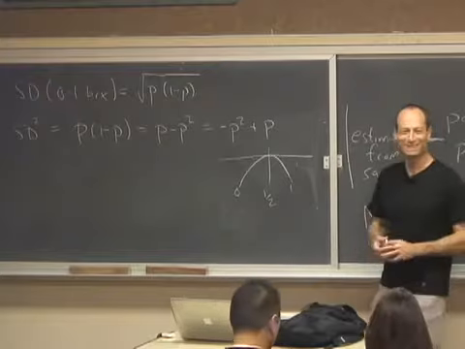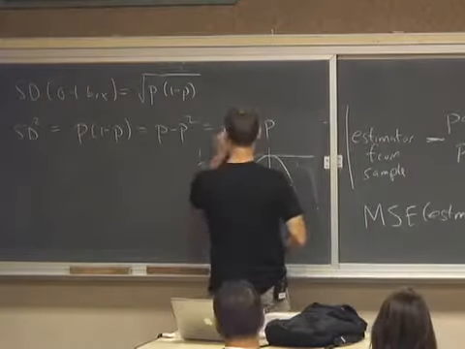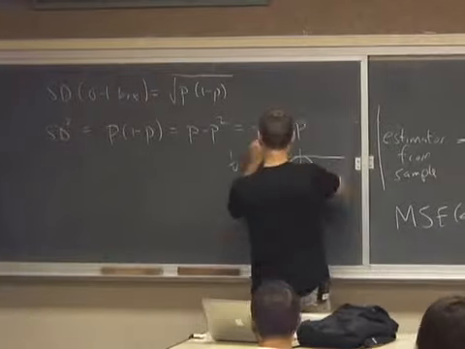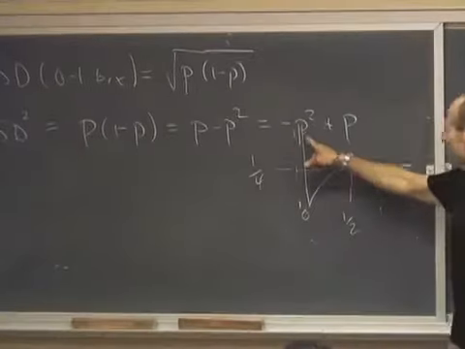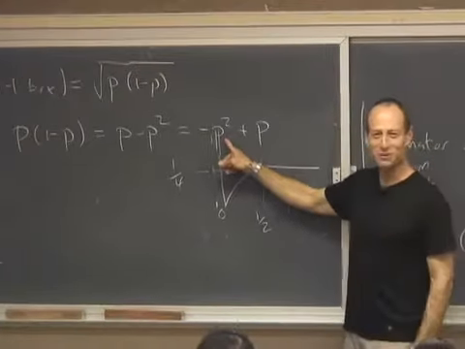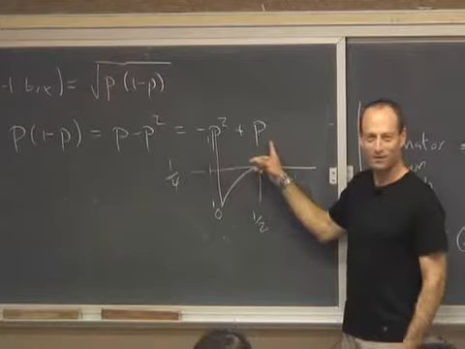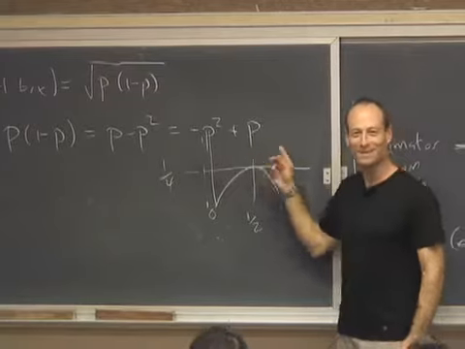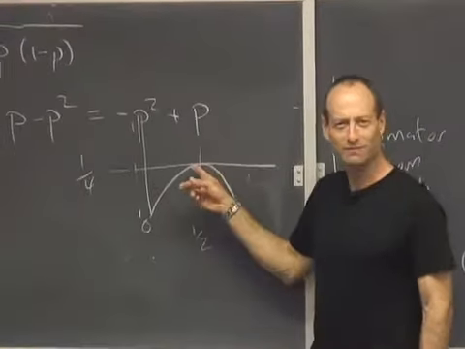Can we plug in? It's a quarter, right? If we plug in a half, this is minus a half squared, which is minus a quarter, plus a half is a quarter. And how do we know that the maximum is at a half?